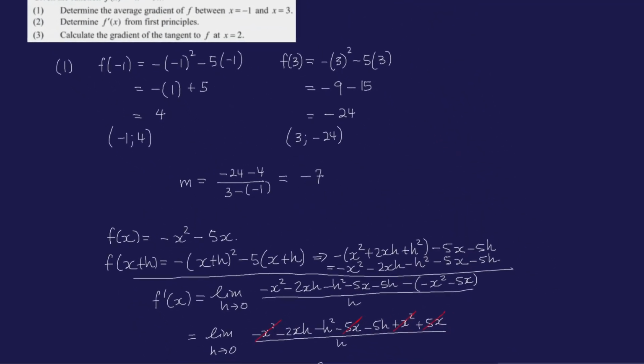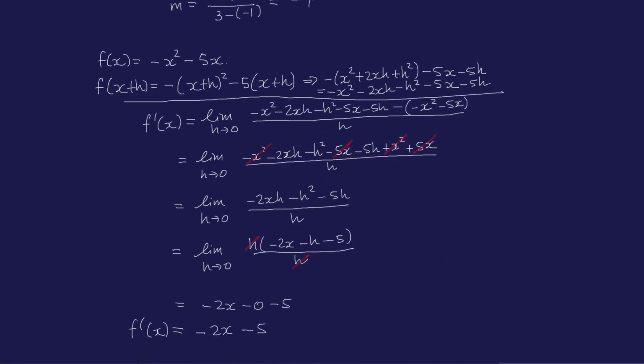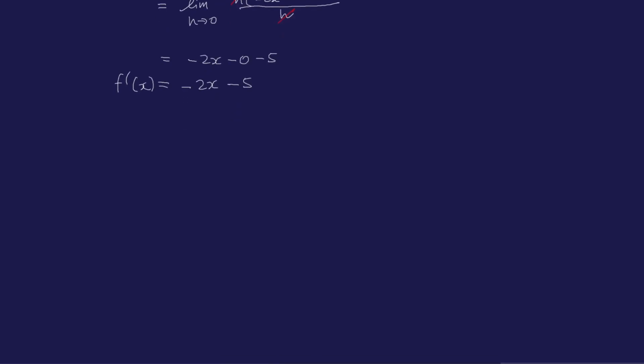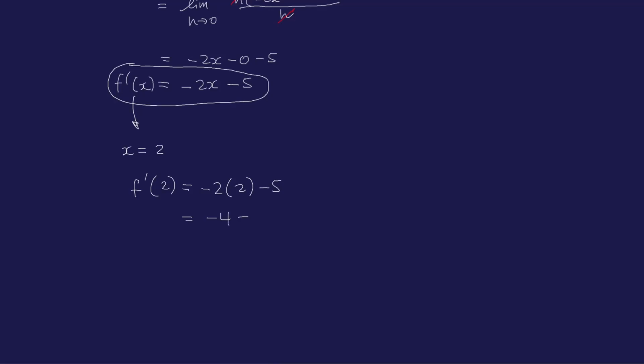Next question says, calculate the gradient of the tangent at x equals 2. So this is the equation to get me the gradient. So when x is equal to 2, the gradient of the tangent will be f prime of 2. So that's minus 2 times 2 minus 5. So that's minus 4 minus 5, which is minus 9.